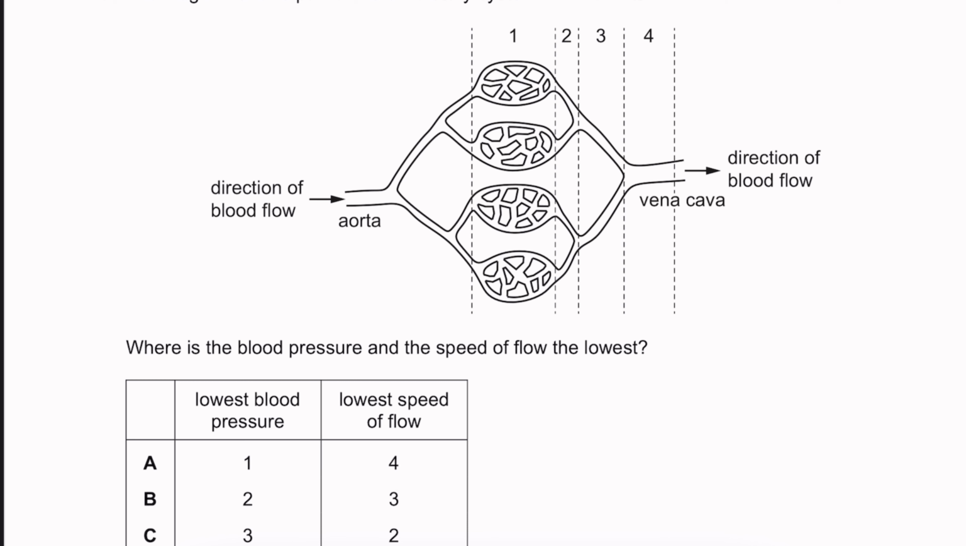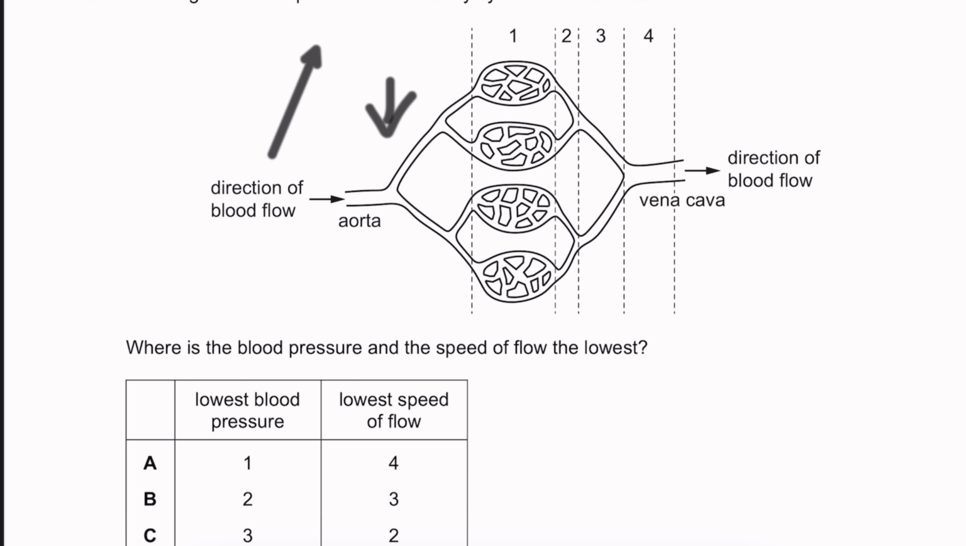The diagram shows parts of the circulatory system in a mammal. Where is the blood pressure and the speed of flow the lowest? Okay, the lowest blood pressure is going to be found inside the capillaries because, well, no, actually, I'm sorry. The lowest blood pressure is going to be found inside the vena cava. Here we're going to have the highest blood pressure, and then it's going to decrease, as the aorta size is going to decrease because less blood is going to be carried.